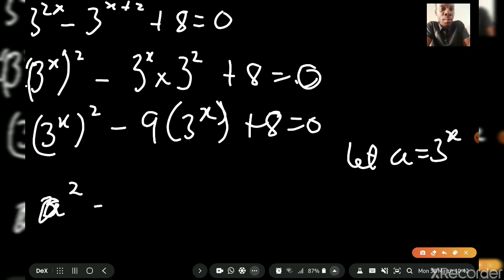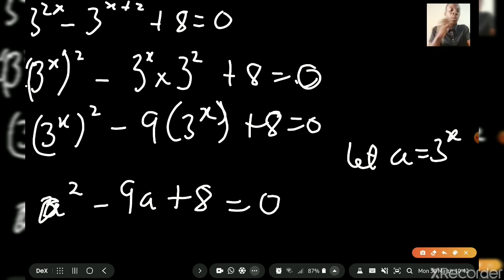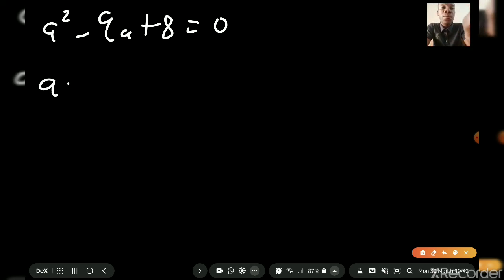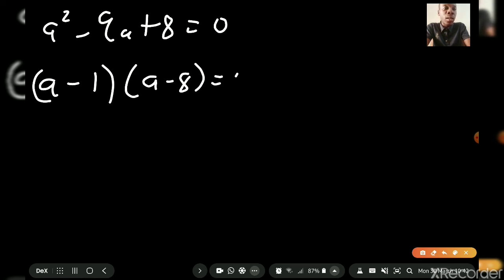a squared minus 9a plus 8 is equal to 0. Okay, so now we have our quadratic equation. So we are going to solve this quadratic equation. Remember, a squared minus 9a plus 8 is equal to 0. So we are looking for the factors of 8 that will give us negative 9. That is negative 1 and negative 8. Okay, so we end up getting a is equal to 1, or a is equal to 8.